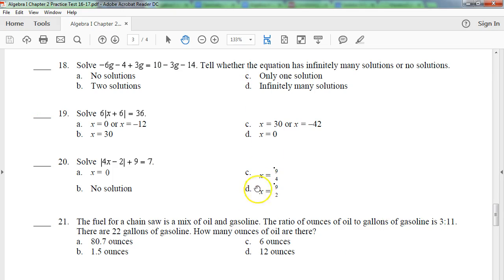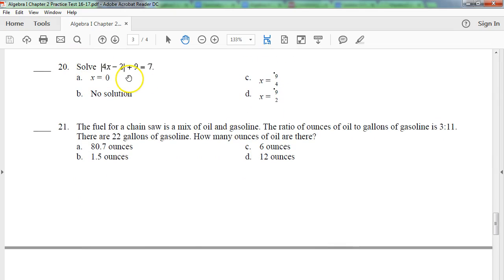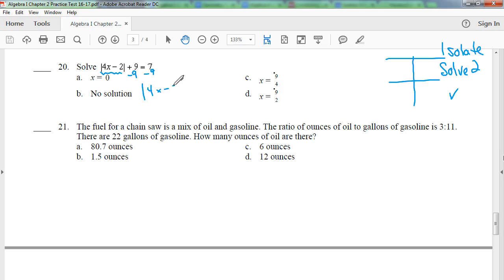For number 20, we are asked to solve the absolute value of 4x minus 2 plus 9 equals 7. Now again, we have a situation where we can use our little modified t-chart. We isolate, we solve our two equations, and we check answers. So this absolute value expression is not isolated either. We have this 9 that's being added to it. So let's go ahead and subtract that 9 from both sides. So we have the absolute value of 4x minus 2 equals negative 2.